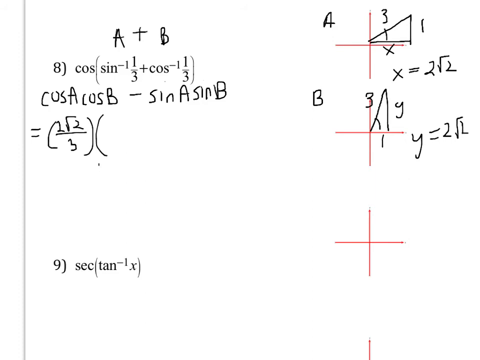What is the cosine of B? Cosine of B is 1/3, right? Minus the sine of A. The sine of A is 1/3. And what's the sine of B? It's 2 radical 2 over 3. So what do you get? That's interesting. Don't you get 0? Yeah, you get 0. Amazing. Anyway, let's do another one.